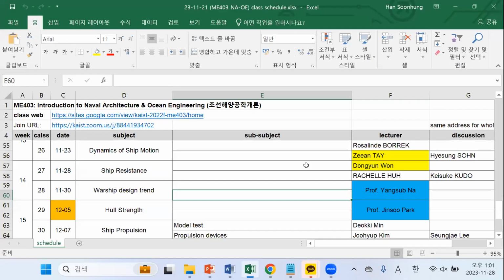Today we will cover the topic of ship resistance, with a lecture by Donghyun Won and also Rachel Ho, and then a discussion led by Kisuke. So, any questions? Other questions? No. Then we can move on to the lecture by Won Donghyun.